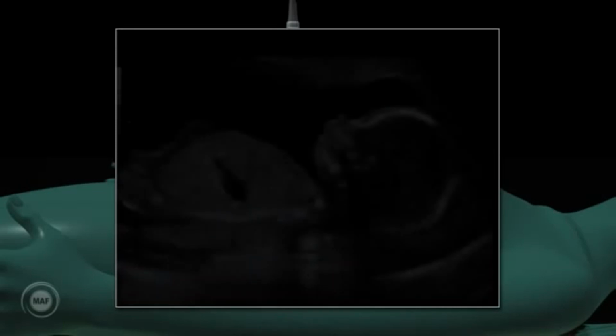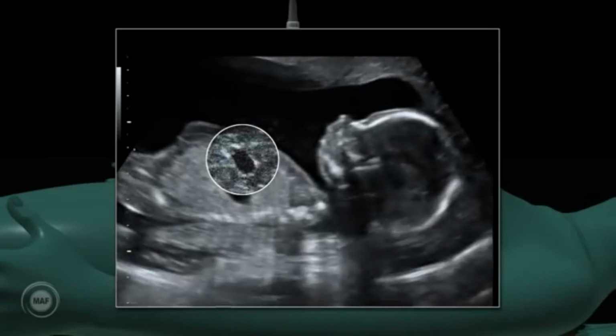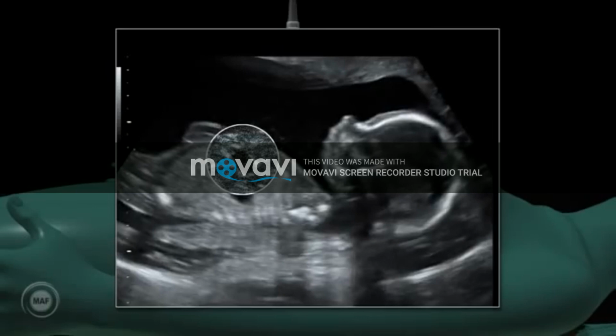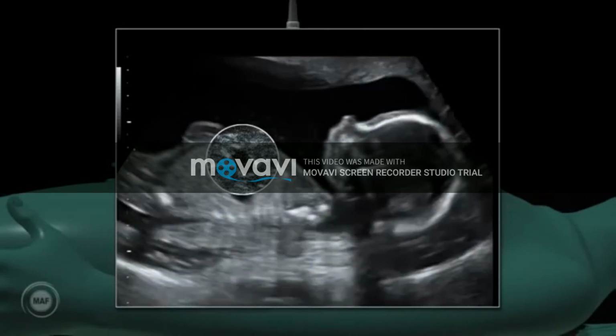The image is produced from the reflected sound waves as they come back from the different tissue interfaces, and that image is registered on the screen as a dot. Thousands of these dots produce the complete image, which is a composite of all the returning signals.